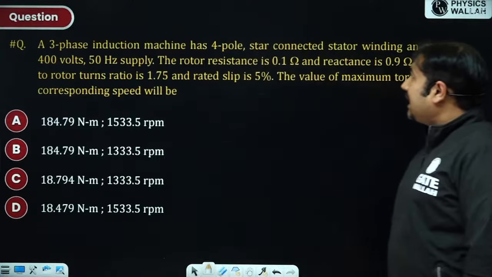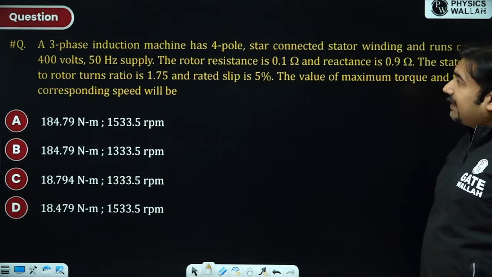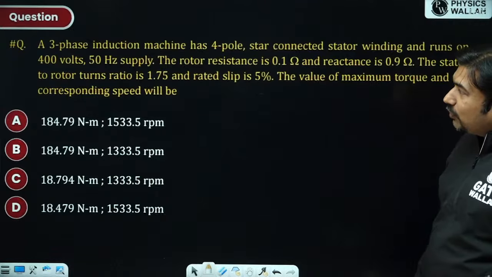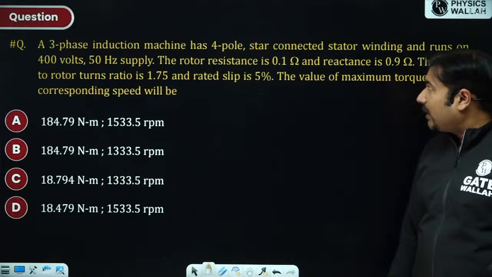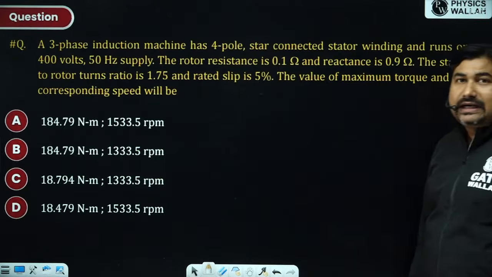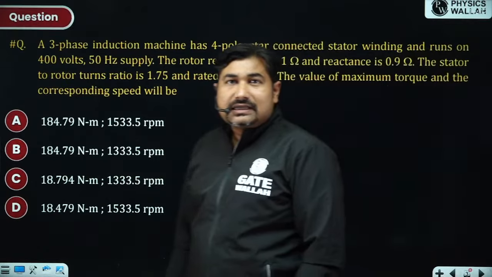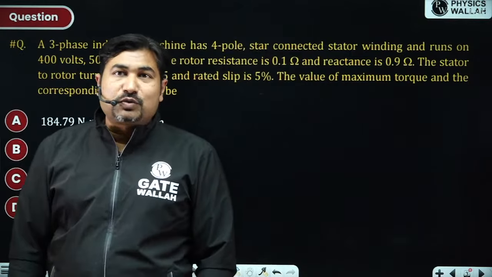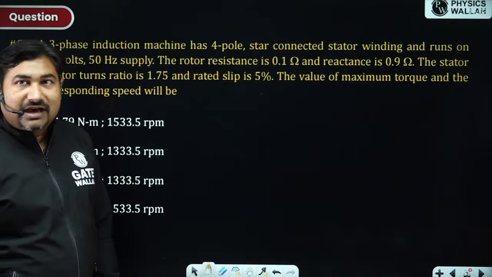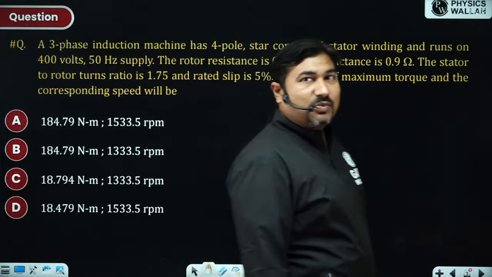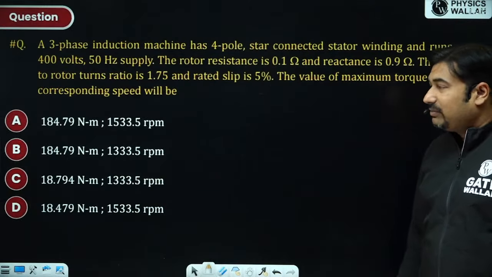Three-phase induction machine has 4-pole star-connected stator winding, runs on 400 volt 50 hertz supply. The rotor resistance is 0.1 ohm and reactance is 0.9 ohm. The stator to rotor turn ratio is 1.75 and rated slip is 5%. The value of maximum torque and the corresponding speed will be.